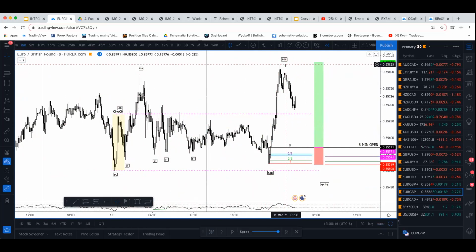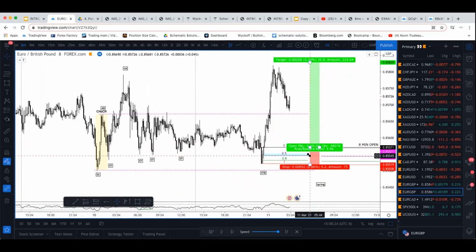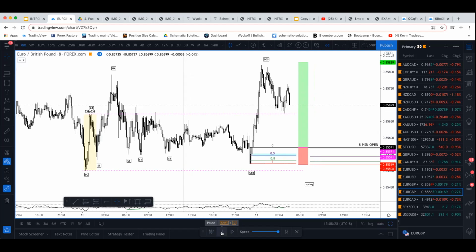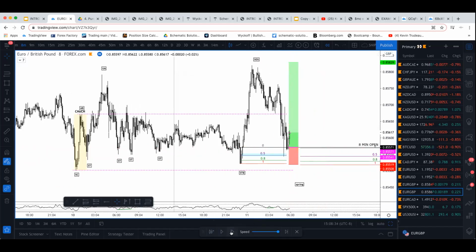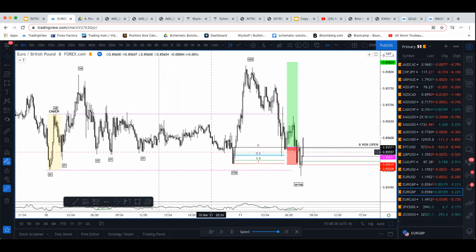This was a sign of strength in my eyes. And once we got that sign of strength, I identified this 8-minute and I took an entry off of the open and the 50%. From here, we could see price does work its way down, taps directly into that 50%, taps directly into that open, obviously, and makes its way. Boom. So let's look at what happened.